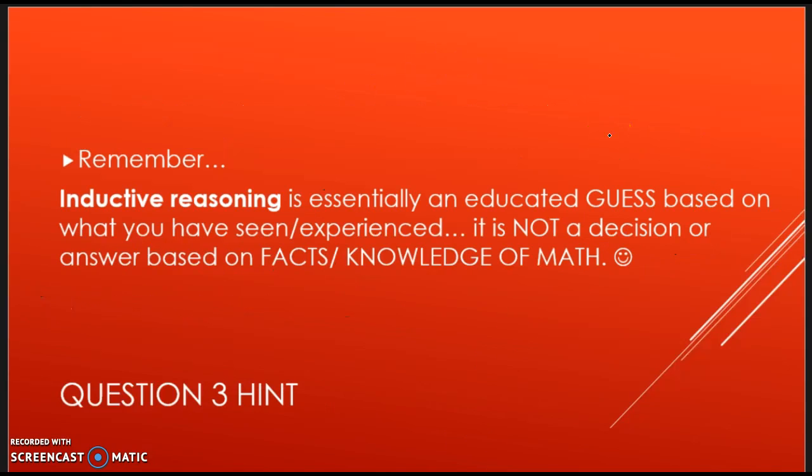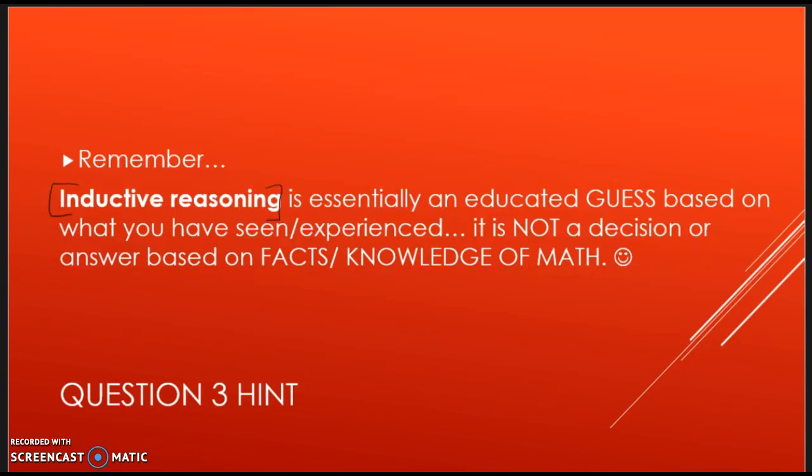Question 3, this is just a hint. It's going to show you a couple statements and ask you which ones are inductive reasoning. We talked about this in our lesson over 2.02, but inductive reasoning is essentially an educated guess based on what we've seen or experienced, not a decision or an answer based on facts or knowledge of math or anything else. So it's not, well, I know that all three angles in a triangle add up to 180 degrees, so I can solve this problem. It's not that.